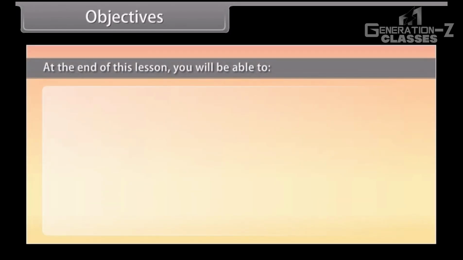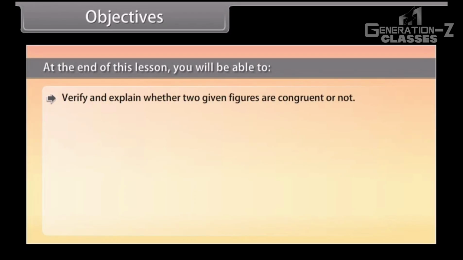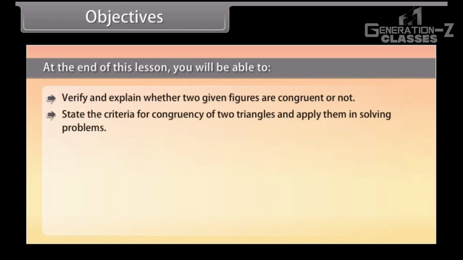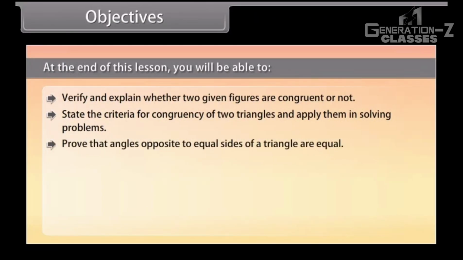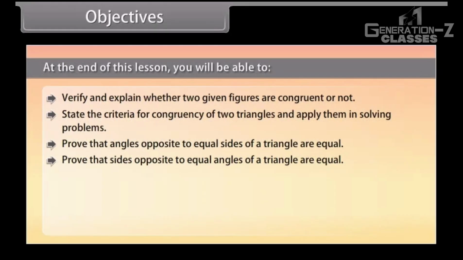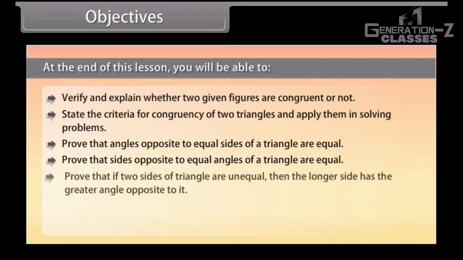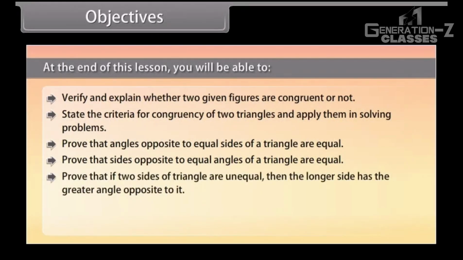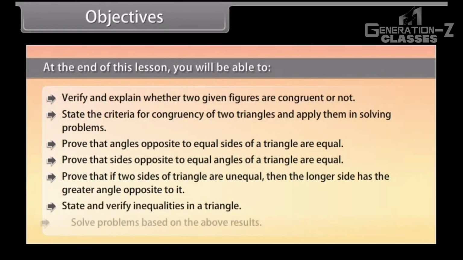Objectives. At the end of this lesson, you'll be able to verify and explain whether two given figures are congruent or not. State the criteria for congruency of two triangles and apply them in solving problems. Prove that angles opposite to equal sides of a triangle are equal. Prove that sides opposite to equal angles of a triangle are equal. Prove that if two sides of a triangle are unequal, then the longer side has the greater angle opposite to it. State and verify inequalities in a triangle. Solve problems based on the above results.